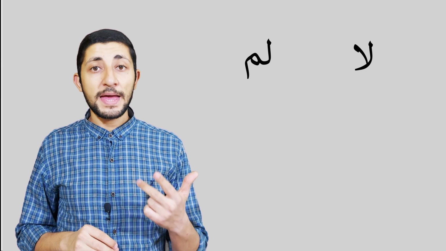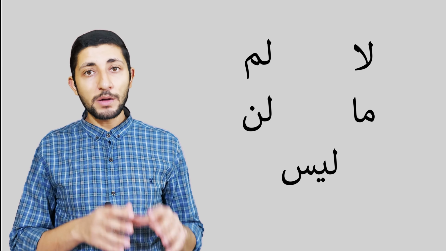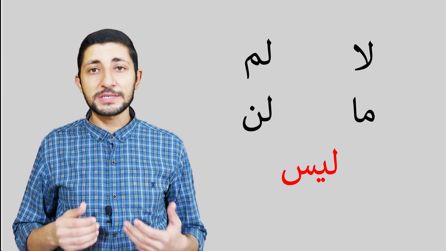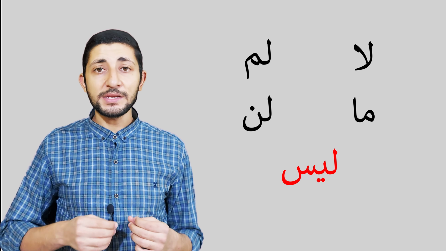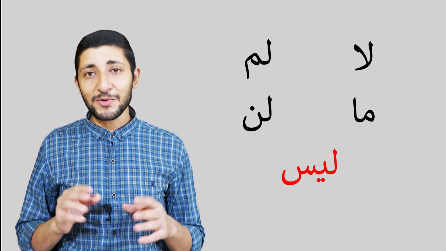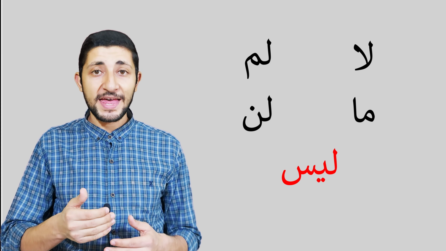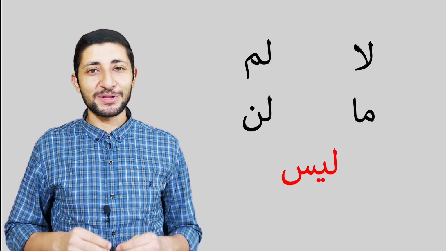There are 5 basic negation tools in Arabic: لا, لم, ما, لن, and ليس. All of them are prepositions except for ليس, which is a verb. Today we will learn how to negate a verbal sentence, and in the next lesson we will learn how to negate a nominal sentence. I'm going to follow a different approach in this lesson by giving you the examples first, and then we will extract the concept out of these examples.